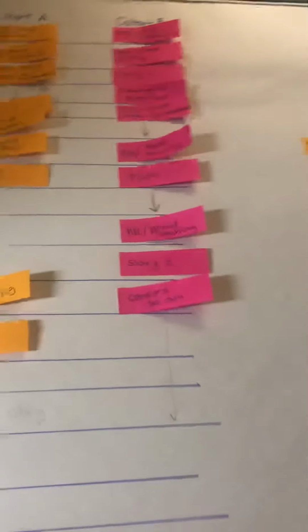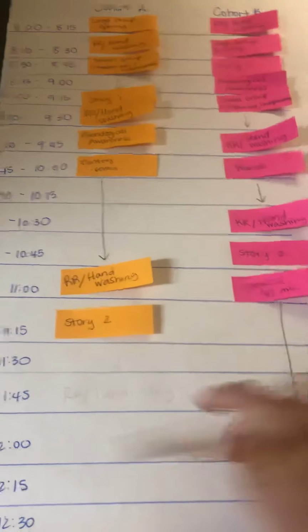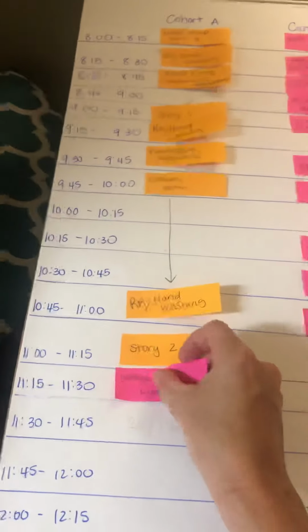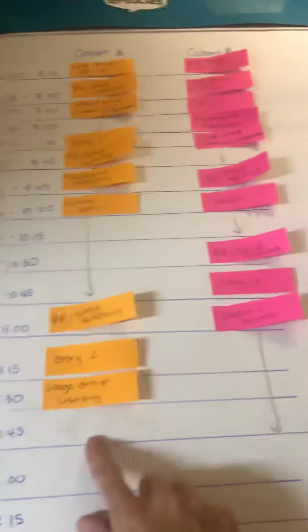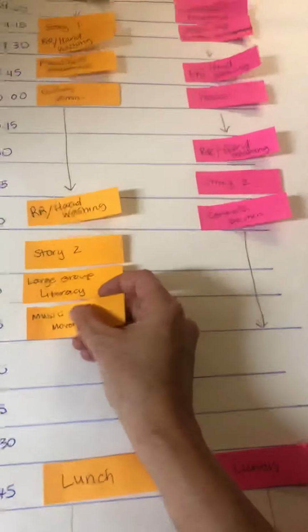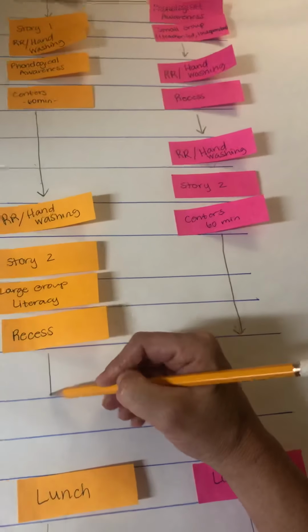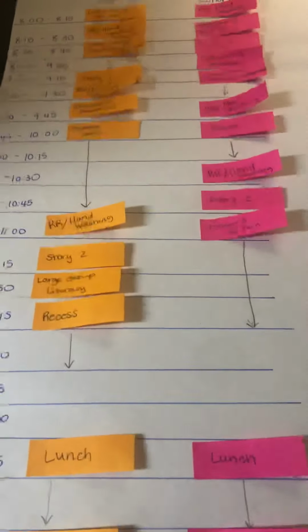There we go. Now, after center time, which is going to take them down here, story 2, maybe with this group, I'm going to do some large group literacy. Whoops, sorry, wrong color. Large group literacy. And we might even do some, oops, they still need to go to recess. I forgot about them. There we go. Okay.